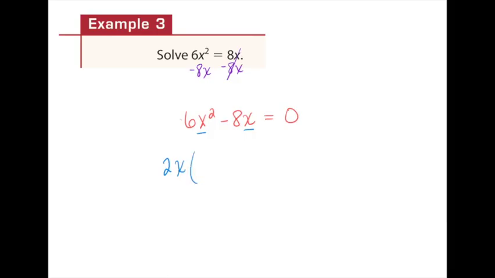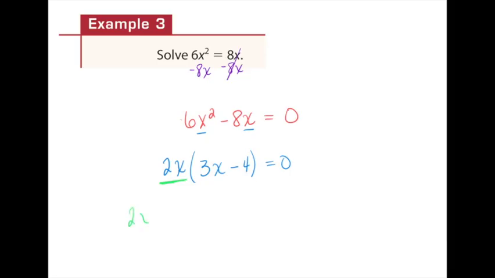All right, so 6 divided by 2 is 3. I took out one of my x's. 8 divided by 2 is 4. I took out both of my x's. And now I'm going to set each factor equal to 0. This is a factor. In fact, it's called my greatest common factor. That's what we did at the very beginning of the last section, was just take out your common factor.